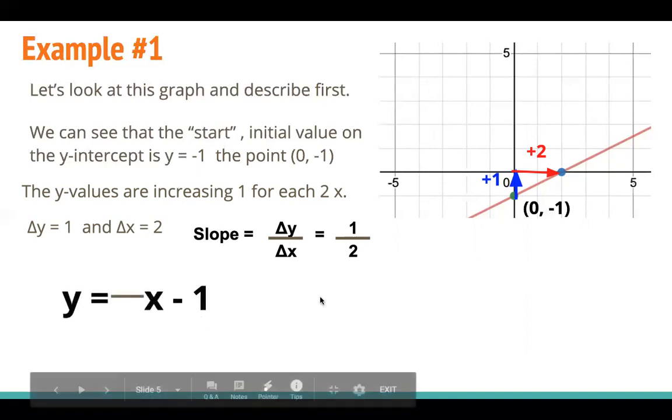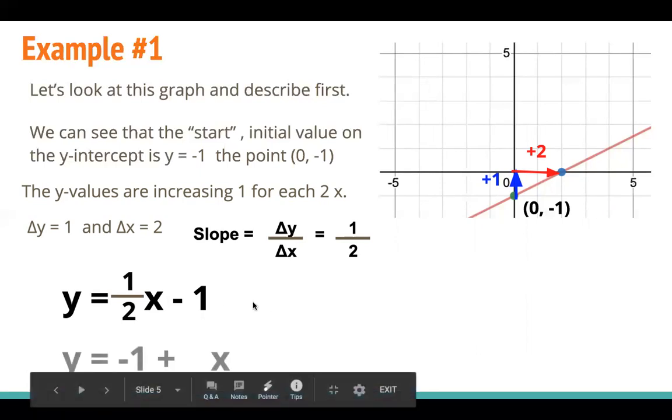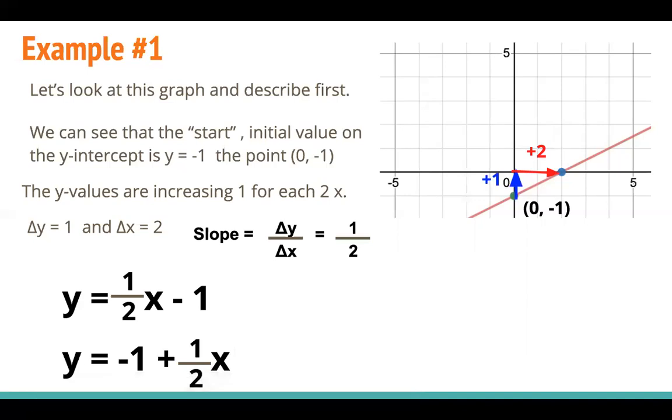And then to write the equation, I would write y equals 1/2 x minus 1, or if I write the other order, I would say y equals -1 plus 1/2 x. And what this really means is that I start my graph at -1 and I go up 1/2 for every x, or I go up 1 y for every 2 x's, however you want to read that.